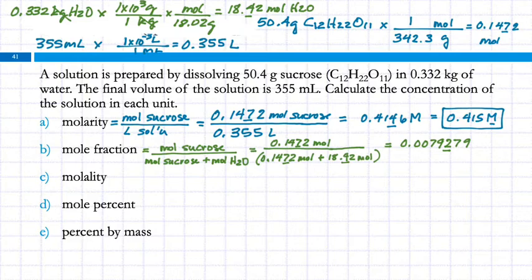And what's the unit on that? There is no unit. I've got moles divided by moles. Those units go away. So 0.00793 is the mole fraction. Mole fraction has to be less than 1 because the part can't be more than the whole thing.